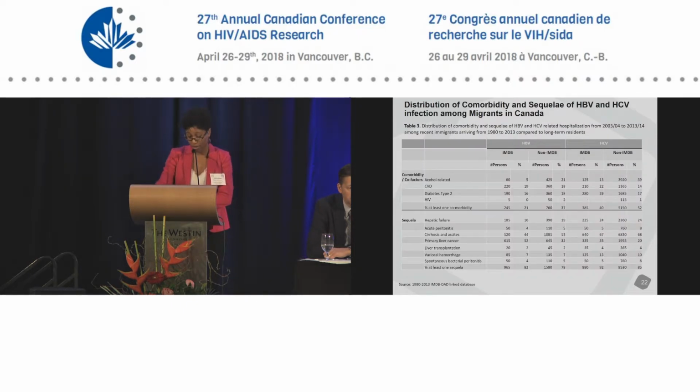Now, if we go one step further and look at those cases and consider the comorbidities and sequelae related to hepatitis B and hepatitis C infection among migrants, interestingly we see that in migrants there are few hepatitis and HIV co-infections. And for us that was something noteworthy to take into account.